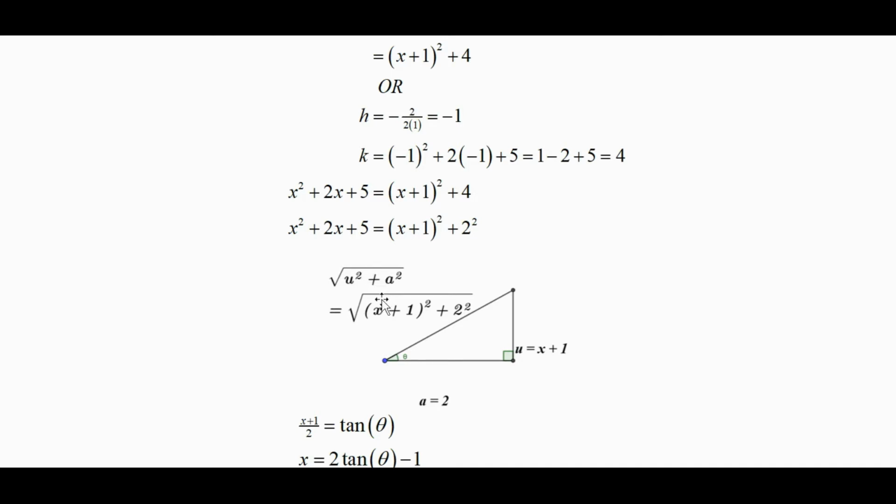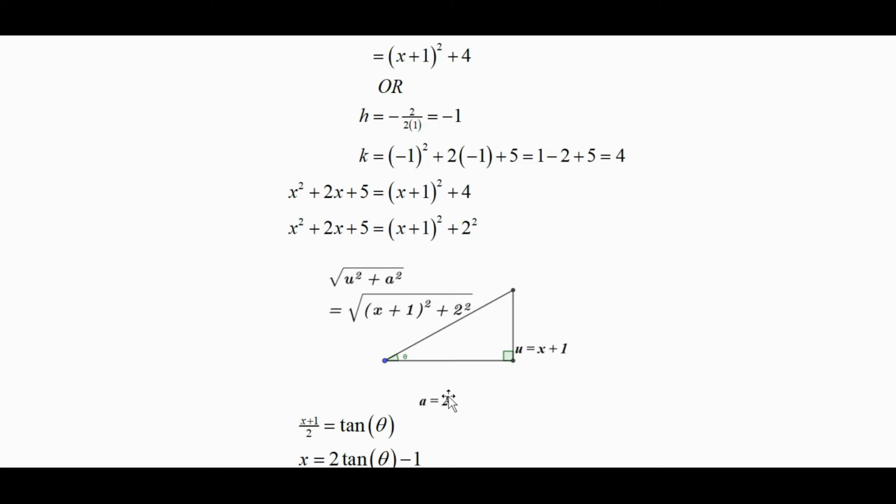Since it's the one with the plus, that means the hypotenuse is the square root of u squared plus a squared. In other words, it's the square root of x plus 1 squared plus 2 squared, which is, in other words, the square root of x squared plus 2x plus 5. That's the hypotenuse. Then the legs are 2 and x plus 1. We like to put the constant on the horizontal base, and the vertical side we like to be opposite theta. That is the u, the part with the variable.